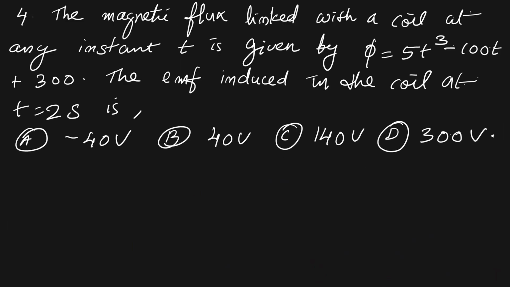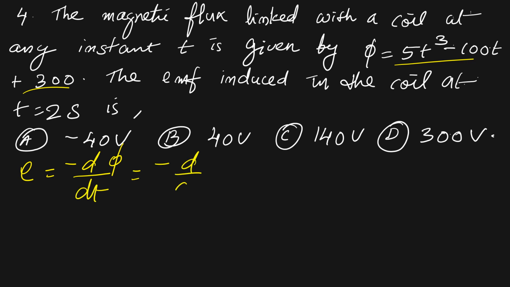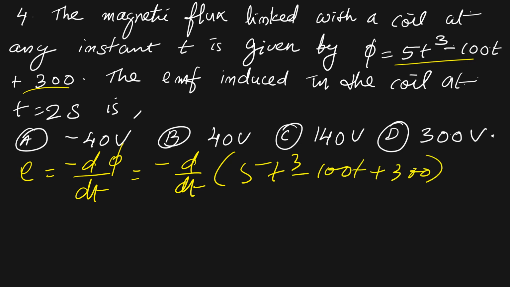The magnetic flux linked with the coil at any instant t is given by phi equal to 5 t cube minus 100t plus 300. The EMF induced in the coil at t equal to 2 seconds is? Equation for EMF is E equal to minus d phi by dt. That is minus d by dt of 5 t cube minus 100t plus 300. We already know that d by dx of x raised to n is n x raised to n minus 1.